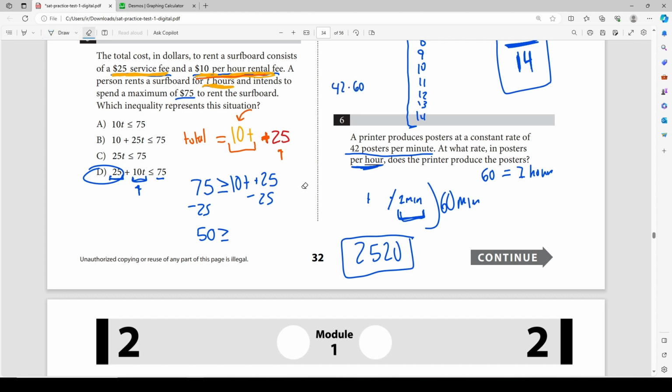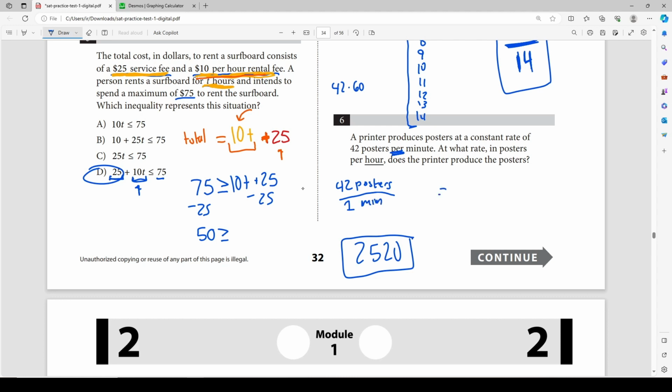That's all. Another way you could have done this is you could have set up the related, not related rate, but you know, this fraction, right? So here you have 42 posters, and whenever you see per, just know that that's the denominator. So 42 posters get produced in 1 minute. In other words, you have 42 posters per minute, right?